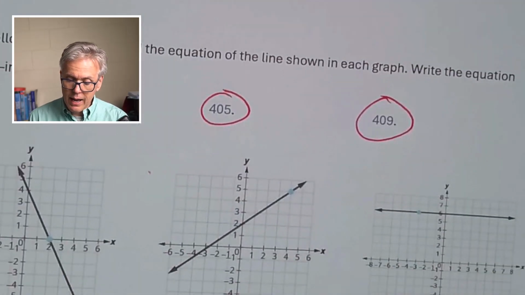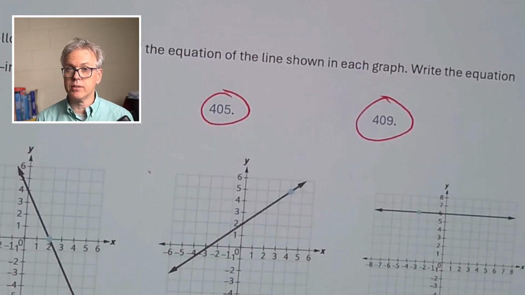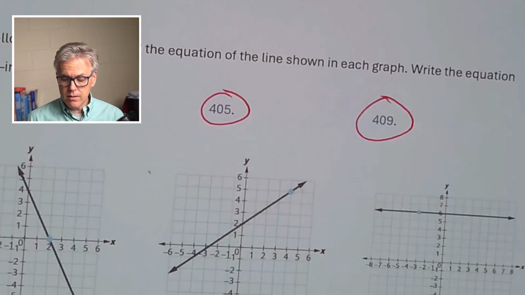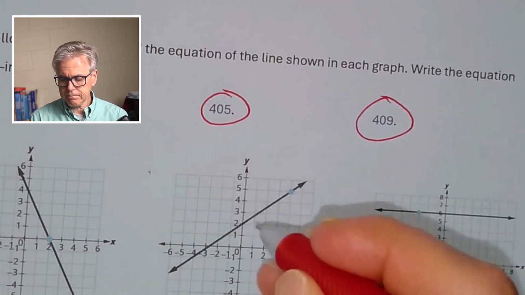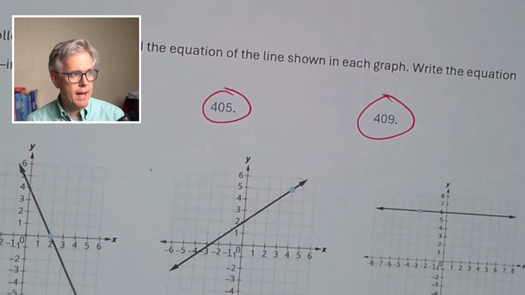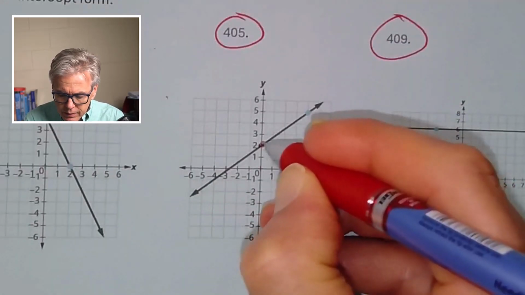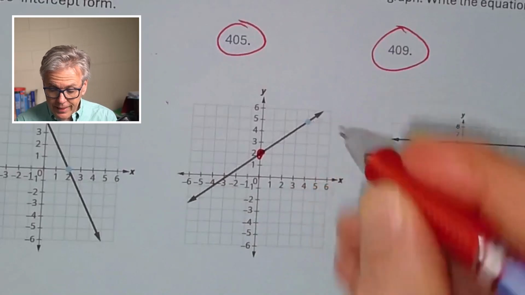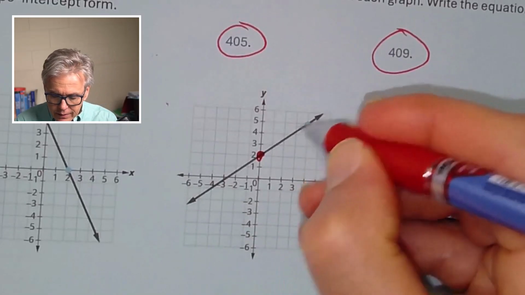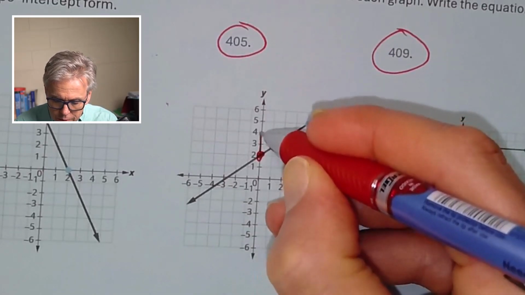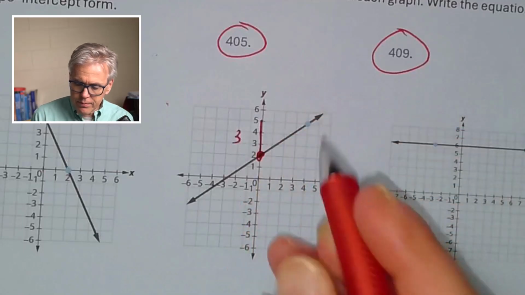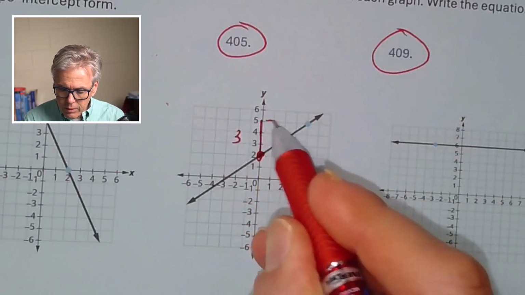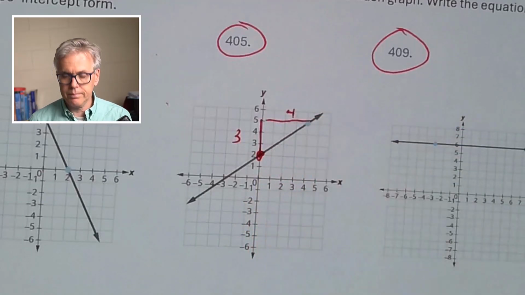Now I'm giving you the graph and asking you to write the equation in slope-intercept form. So the key here is to find the y-intercept, find the slope. So on 405, my y-intercept looks to be at 2. And the slope, thankfully, they've given me another point I can see. Slope's going to be going from 2 up to 5. So that's up 3 and then over 4.